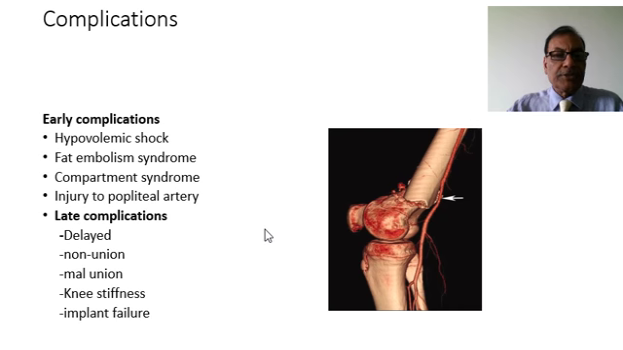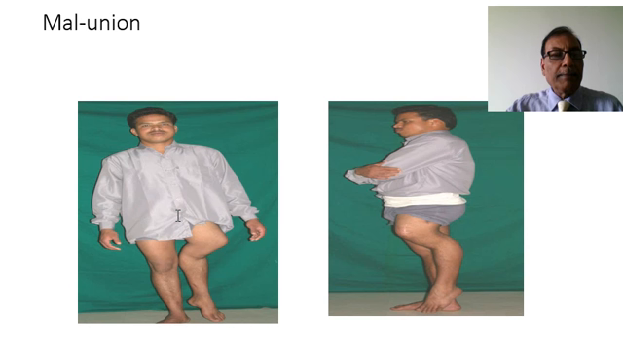What are the complications? Complications are early and late. Early complications could be hypovolemic shock, fat embolism syndrome, compartment syndrome, and injury to the popliteal artery, especially when the fracture is the supracondylar fracture of the femur. Late complications are delayed union, non-union, malunion, and there could be knee stiffness when the knee is immobilized for a longer period of time. And some cases can show implant failure.